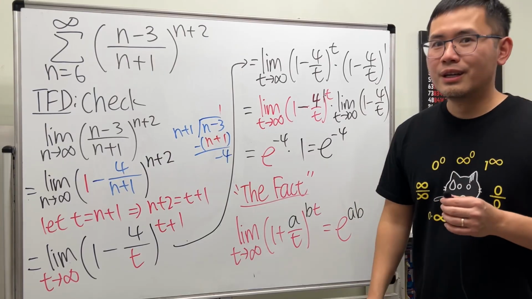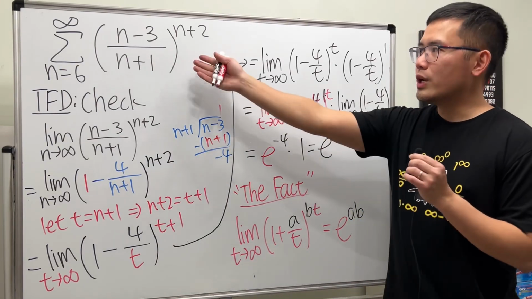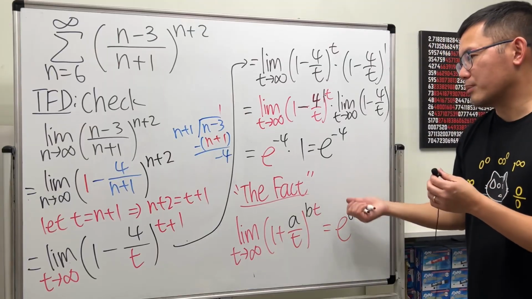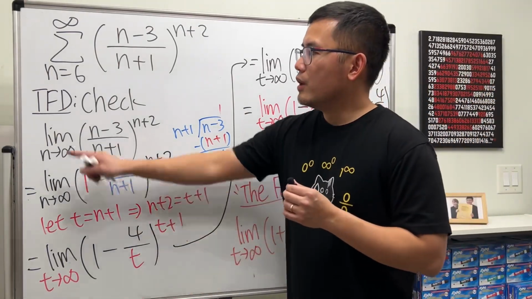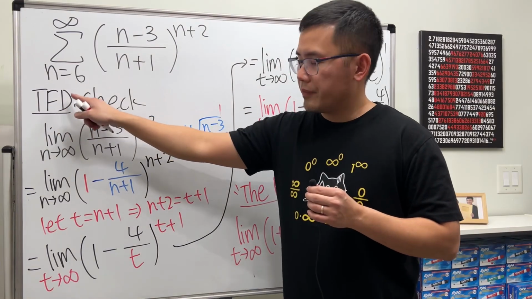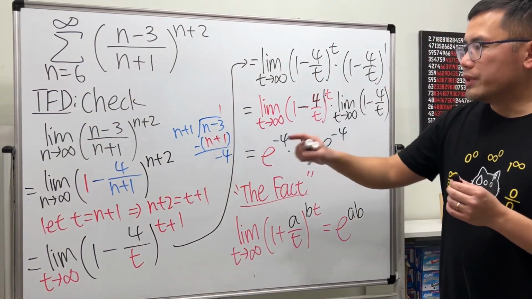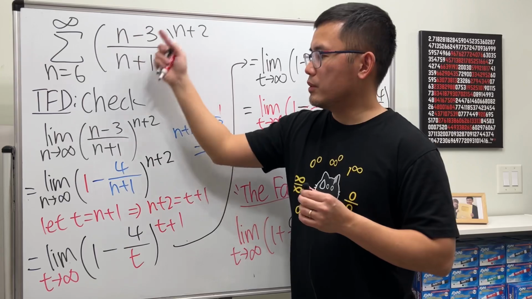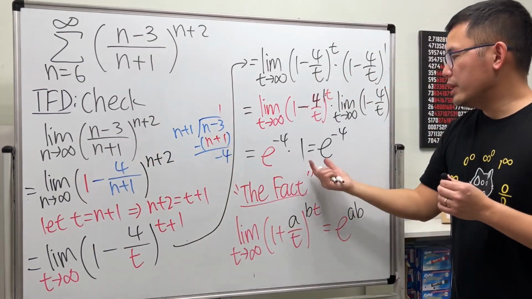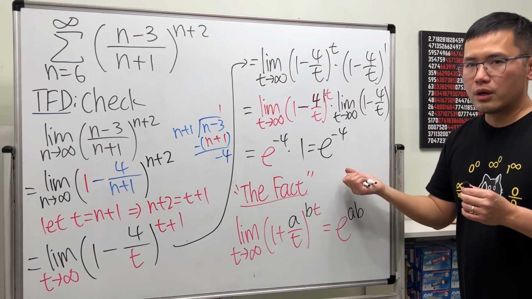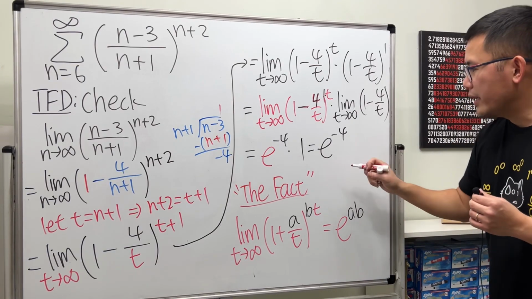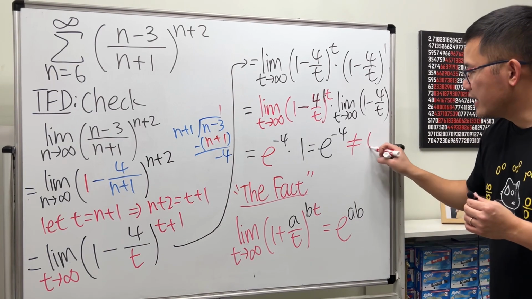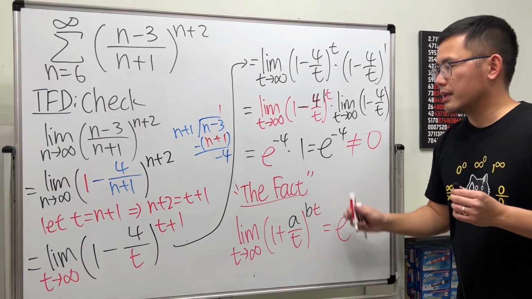Good. But now what though? Be careful when we are doing infinite series. It's not about the computation. It's about the reasoning. So now check this out. When we are doing the test for divergence, we take the limit of this term as n goes to infinity. And then we end up with e to the negative 4, which is not equal to 0. That's the key. Right here, we are going to say this is not equal to 0.